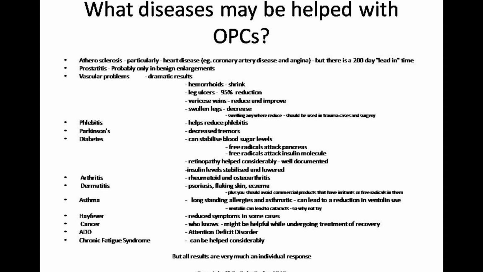This was particularly interesting when I had a client who had very bad Parkinson's tremors, and for some reason that I've never understood, he took OPCs and he got a dramatic improvement. Diabetes can be helped. You can stabilise blood sugar levels, and you might ask, why would that be? Well, we know that free radicals attack the pancreas and the insulin molecule, and so there's every chance that OPCs protect against the free radical attack in the pancreas and probably the insulin molecule.